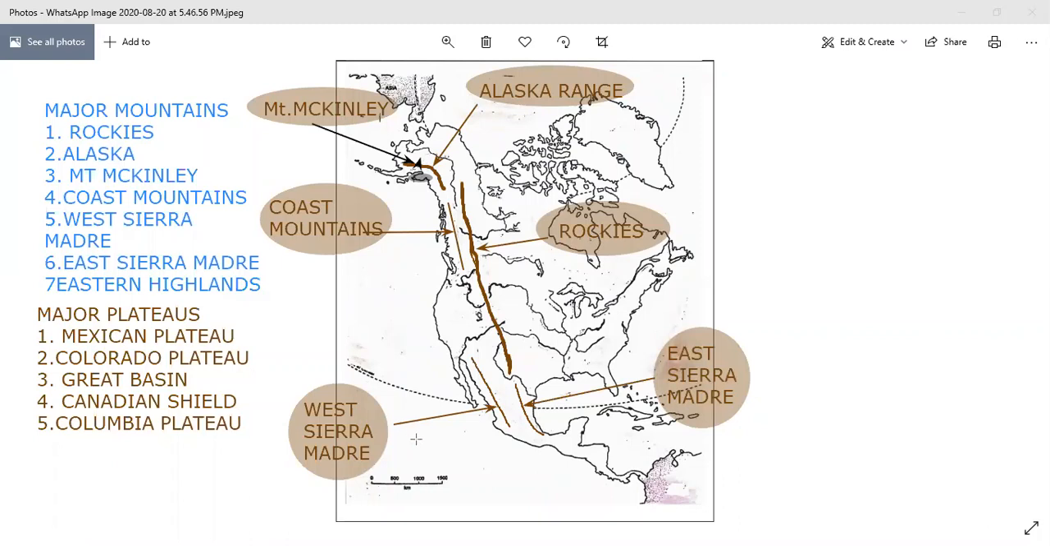Now we have to make the last mountain range, and that is the Eastern Highlands, or we call them as Appalachian Mountains. Appalachian Mountains are also known as Eastern Highlands. So these Eastern Highlands are towards the eastern coast of North America. So if you see them, they begin from here before the Mississippi. This is Mississippi River, and you will take a straight line. You will take a line, and this is Appalachian Mountains.